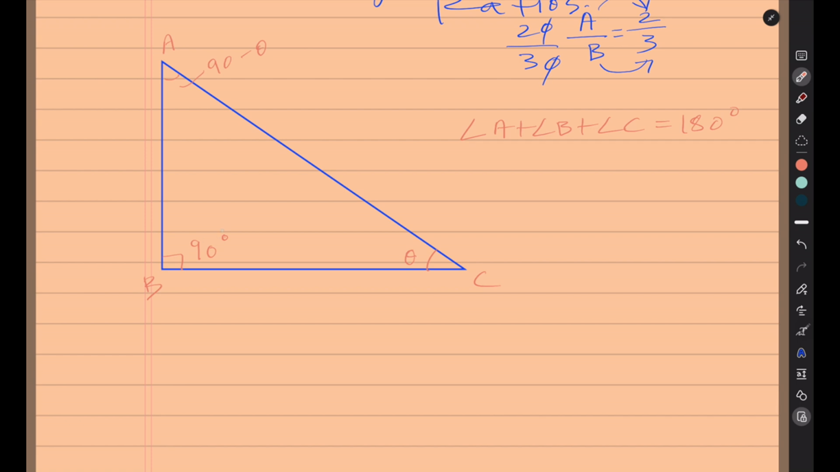And if this is 90, means B is 90, then the sum of angle A and angle C should be 90 degree, isn't it? And for this A and C, we define angle C as theta. Theta is nothing but a kind of notation which we will give to some angle, any angle. So it could be theta, it could be A, B, C, alpha, beta, or anything.